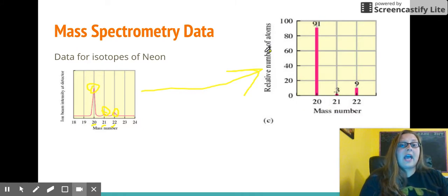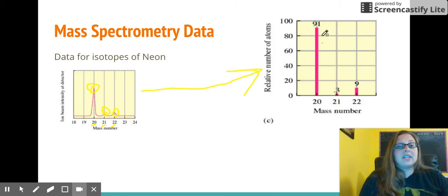So this is translated to how abundant that isotope was in that particular sample. So you see that isotope 20 has an abundance of 91%, we could translate that to. 21 has an abundance of 0.3%, and 22 has an abundance of 9%. So what we can do is we can take this data and we can actually calculate the mass that we have on the periodic table.